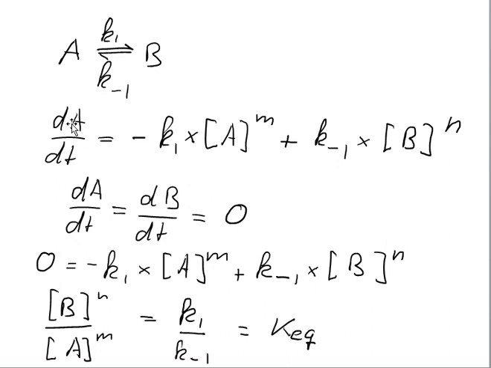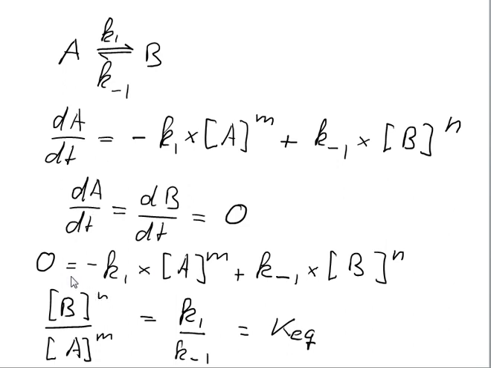change of the concentration of A per time equals minus k1 times A to the power of m plus k-1 times B to the power of n. So that's the production rate equation, and that is the consumption rate equation. And we said that under certain conditions, when the production of A equals the consumption of A, then we don't have any changes in the rates. So dA over dt is the same as dB over dt equals zero.